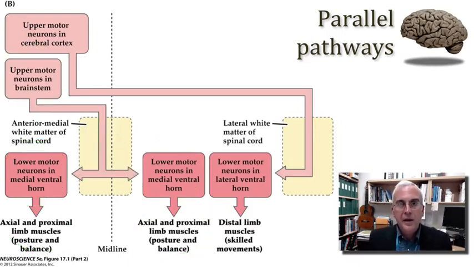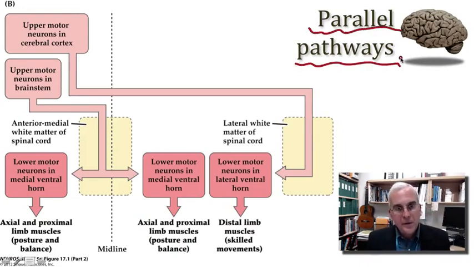So what I've tried to outline for you here is this concept of parallel pathways. We've talked about this quite a bit in our sensory systems, and now we encounter it in the motor systems, where there are descending inputs from different gray matter structures that are running in parallel and targeting different parts of our lower motor circuitry that we find in the spinal cord.